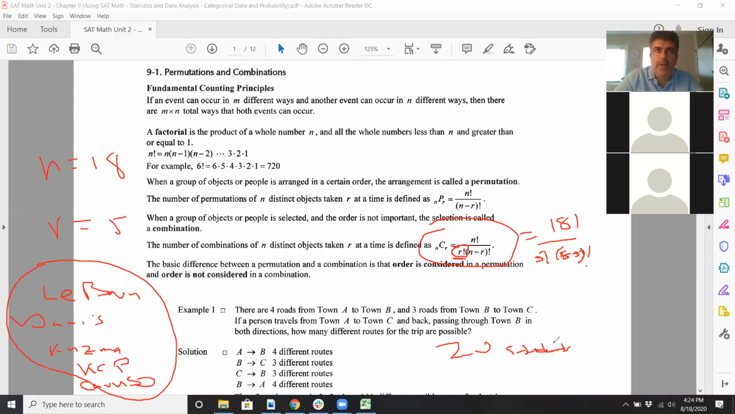Or if we talk about our SEC, our student leadership organization, say there's 100 students to choose from, and we're going to pick 3, and they're all kind of the same role.